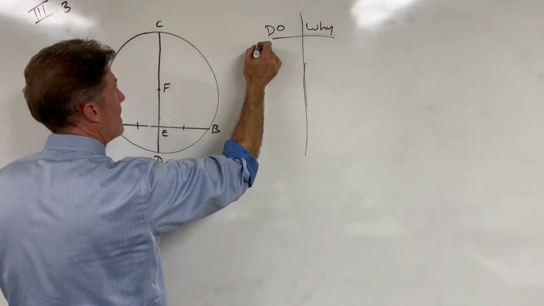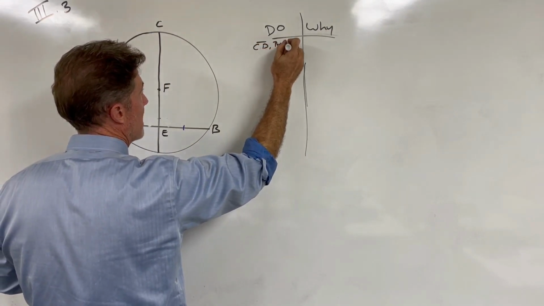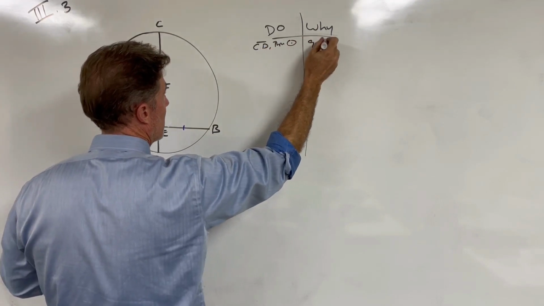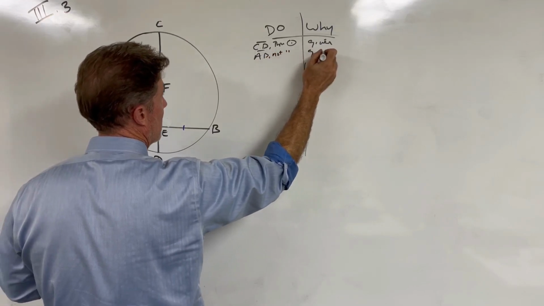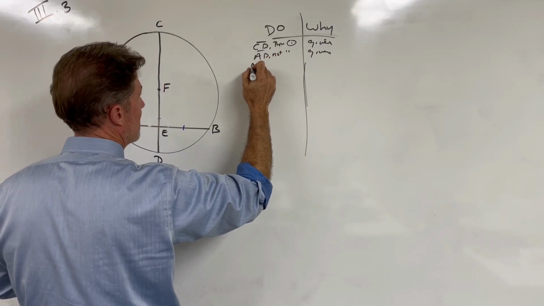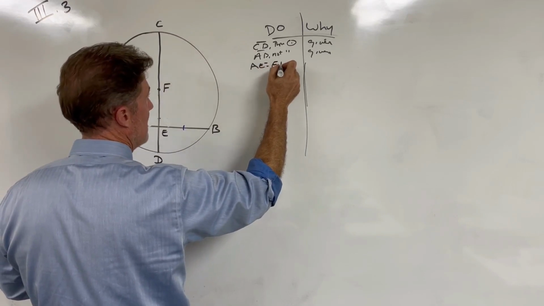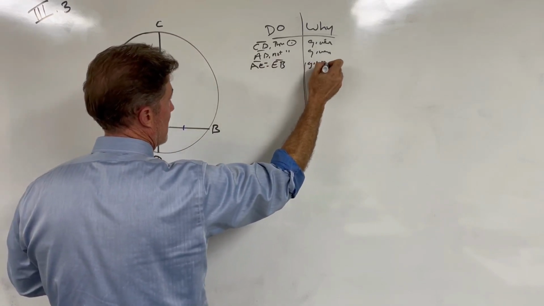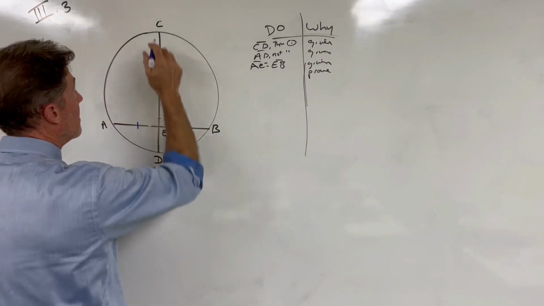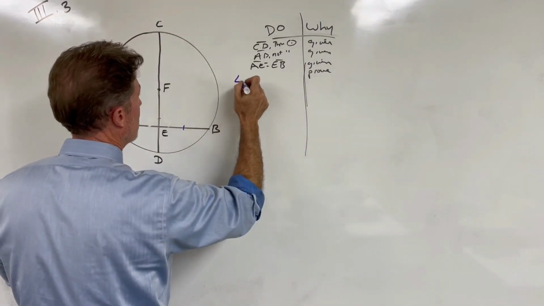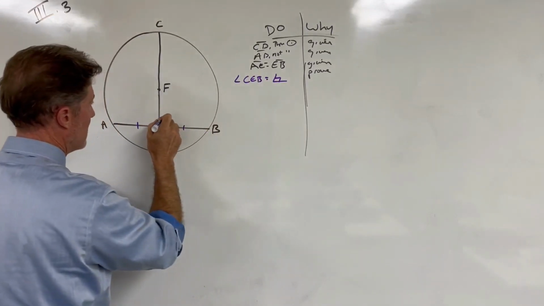So we have CD, which is through the center. That's given. We have AB, another straight line, not through the center. And we've bisected it. CD bisects AB, so that AE is equal to EB. And this is likewise a given. So what we're trying to prove is that this angle CEB is a right angle. So this angle and this angle will be right.